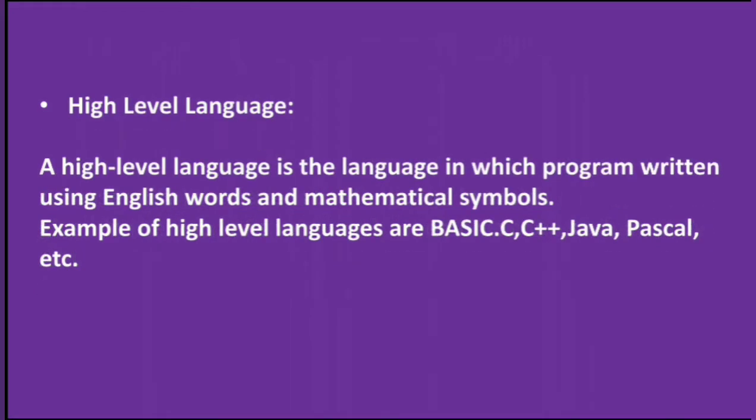Third language is high level language. A high level language is the language in which programs are written using English words and mathematical symbols. So high level language is easy to understand and it is easier as compared to low level language, it means machine language and assembly language. You can write programs in simple English words. It is also known as object oriented and process oriented language. There are so many examples of high level language like Basic, C, C++, Java, PHP, .NET, Pascal, Python, etc.